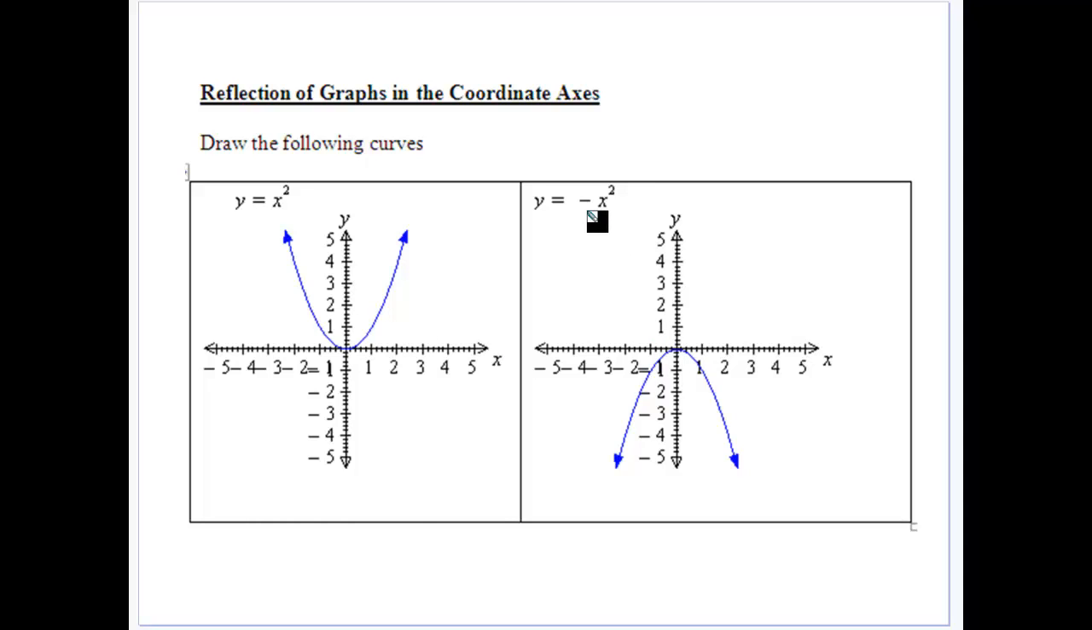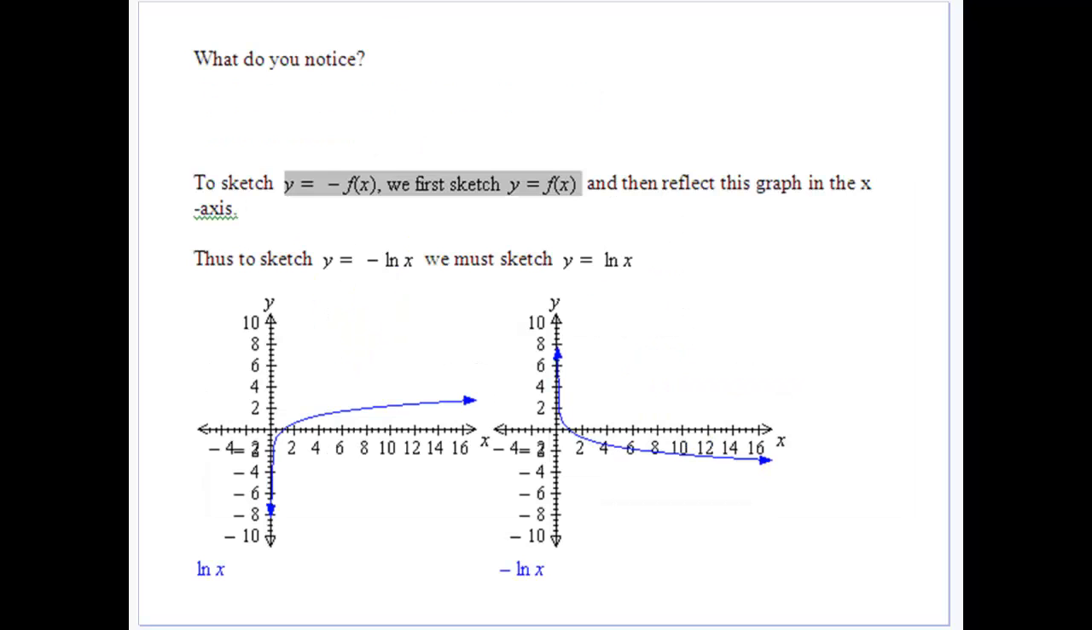What happens to it? Well, all the y values, when you put a negative there, all the y values that were positive now become negative. So you can see that it has the effect of reflecting everything in the x-axis there. So what was above the x-axis is now below the x-axis. If we did have something that was below the x-axis, so the values were negative to start off with, they'd become positive. So you just reflect everything in the x-axis.